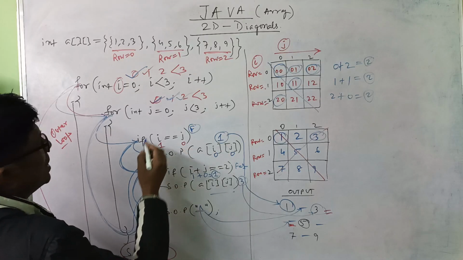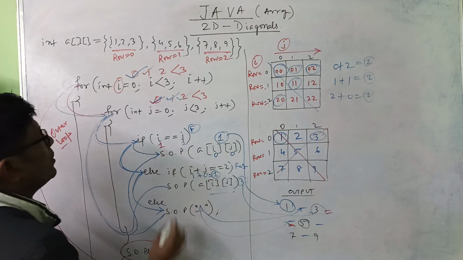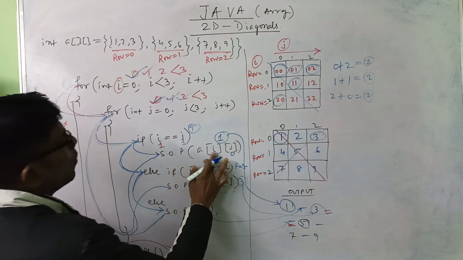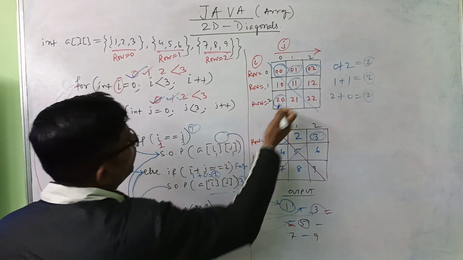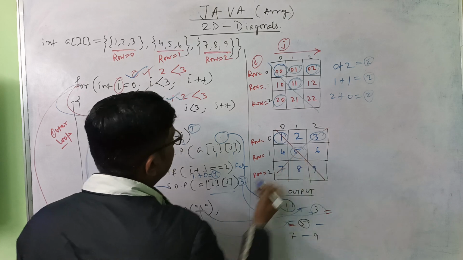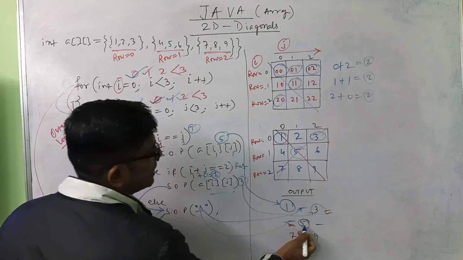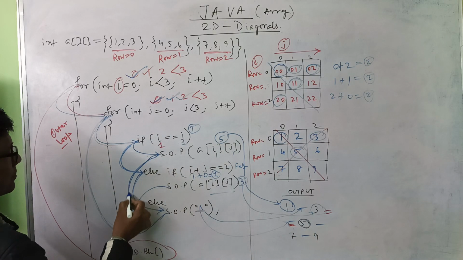Then I1, J1. Come here. This time you check matching. It is matching. Matching means 1 1. 1 1 means value 5. So it will give you 5. This 5, what it's showing is 5.